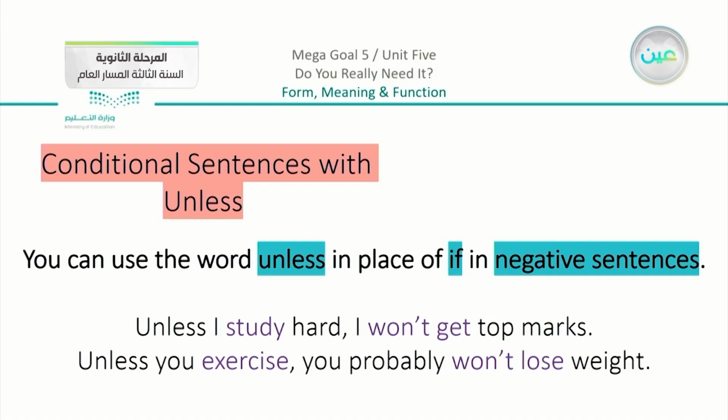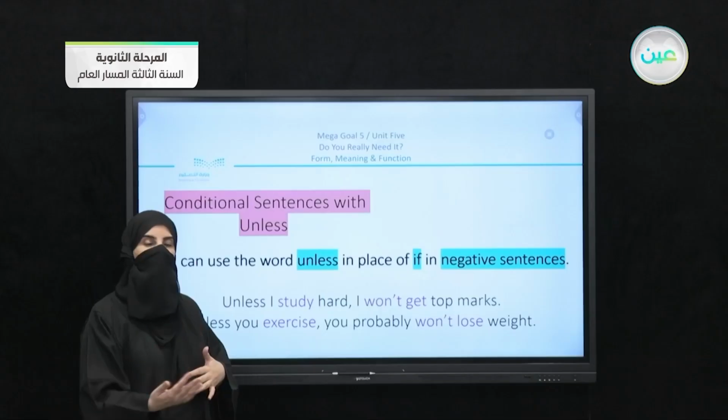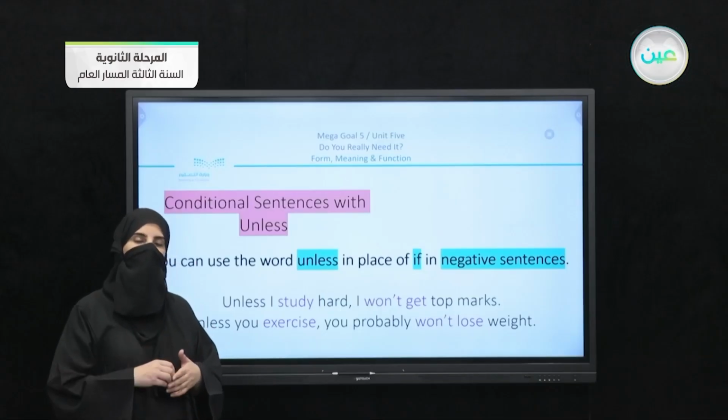Now we have our examples. Unless I study hard, I won't get top marks. I will not, or I won't, which is the negative form of will not. And the second one, unless you exercise, you probably won't lose weight. Now you can see that also we have here the negative in the second sentence. So it's the same idea. I am using the present simple with if. I am using the future in the main clause, but I am using the negative as well.